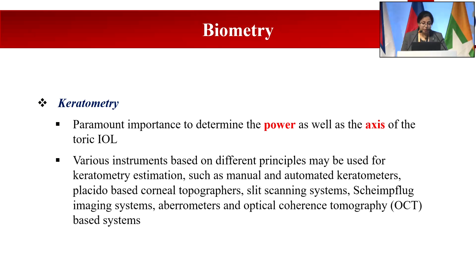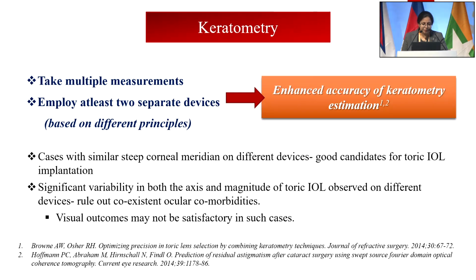Keratometry: you have to determine the power as well as the axis of a toric IOL. Various instruments based on different principles may be used, such as manual and automated keratometers, Placido-based topographers, slit scanning systems, Scheimpflug systems, aberrometry, and OCT-based systems. More important than which device you invest in is to take multiple measurements and ensure that they are reliable and repeatable. Employ at least two separate devices based on different principles. This will lead to enhanced accuracy of keratometry estimation.